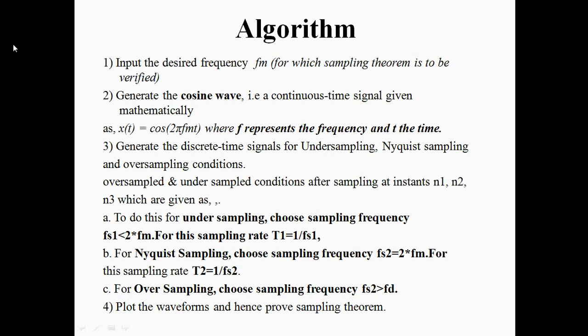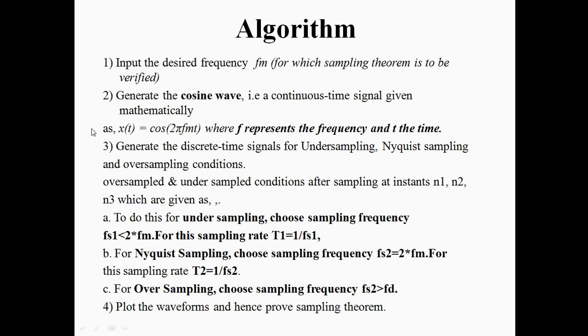Here we'll be writing the input frequency fm. It can be any desired frequency chosen by the user. Then you can generate the continuous signal, which can be either a cosine or a sine wave. Once this is done, you have to generate discrete signals for your undersampling, Nyquist and oversampling conditions.